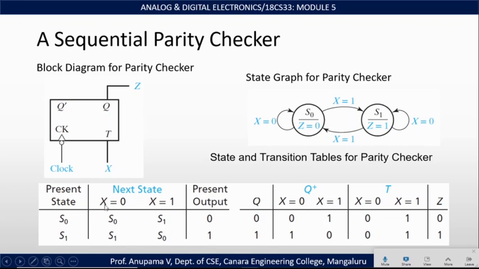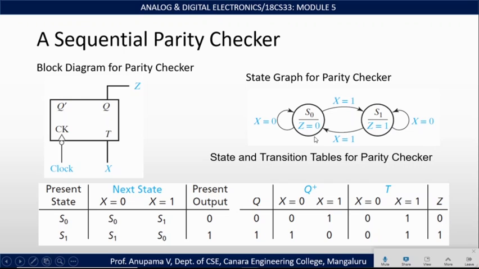Now, we have to write the next state. So, see the diagram. S is equal to 0 and if the input is X is equal to 0, what is the next state? S0, right? I have written S0. Similarly, if the present state is S0 and the input is X is equal to 1, what is the next state? S1. So, the next state is S1.